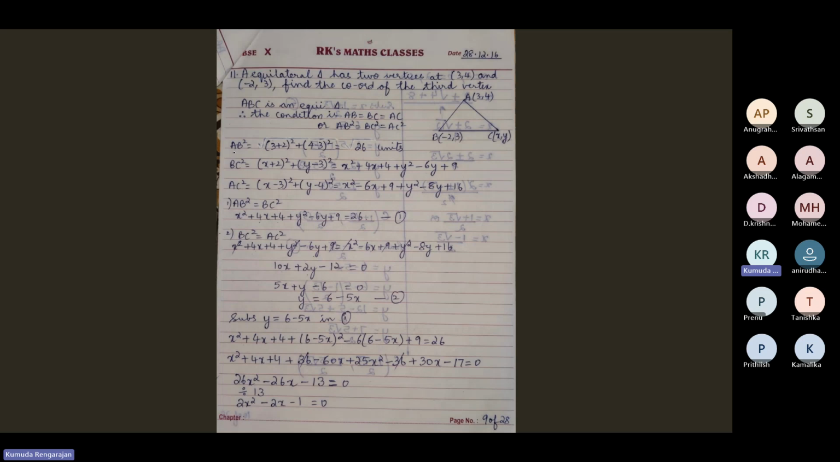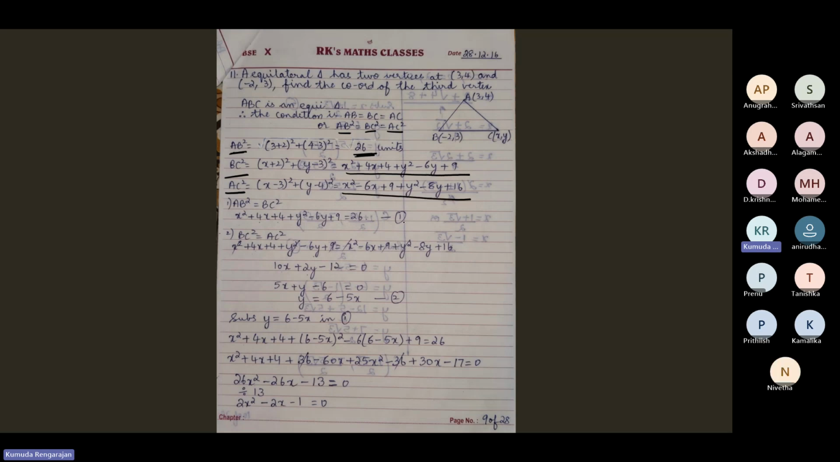We'll have to find AB square, BC square, AC square, right, using the distance formula. Equilateral triangle, only one condition: all the sides are equal. AB is equal to BC is equal to AC, which means AB square is equal to BC square is equal to AC square. Now I found AB square separately, BC square separately, AC square separately. So we get AB squared is 26 units. BC square is this expression and AC square is this expression.